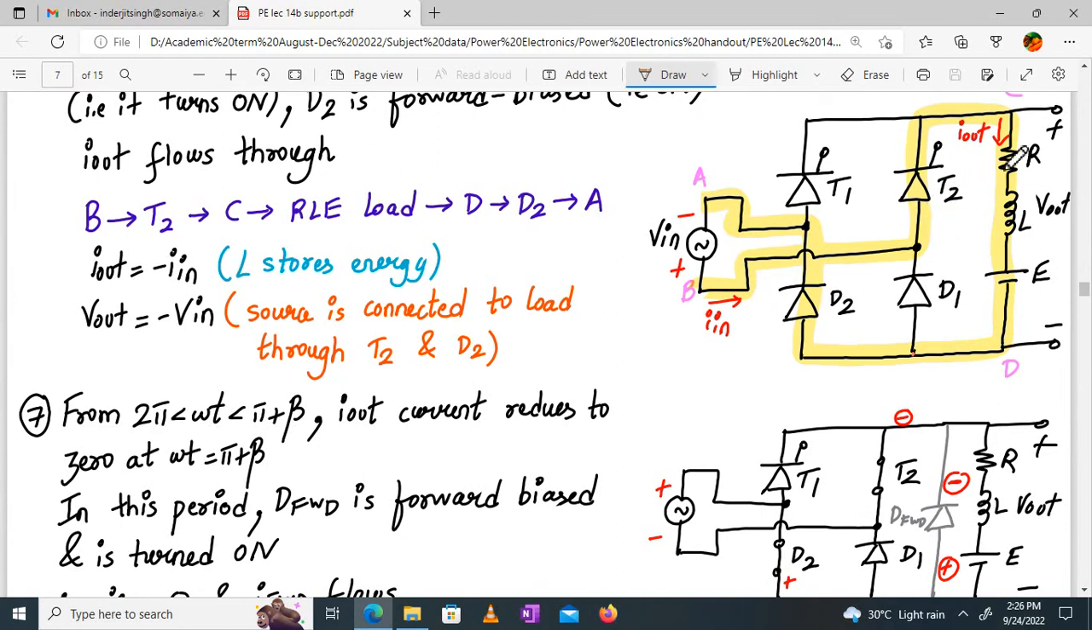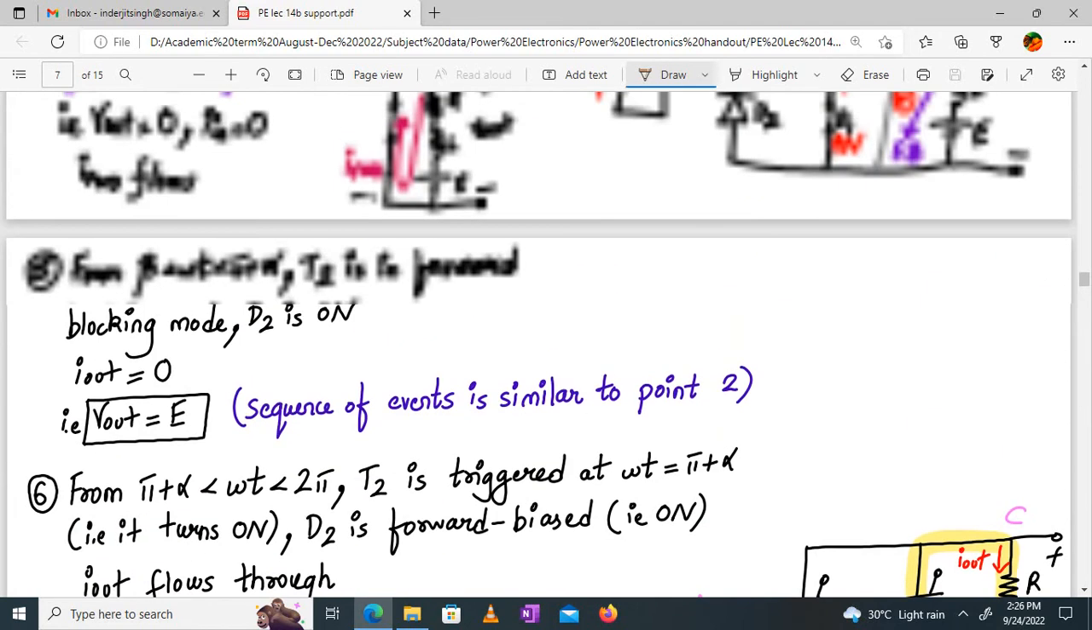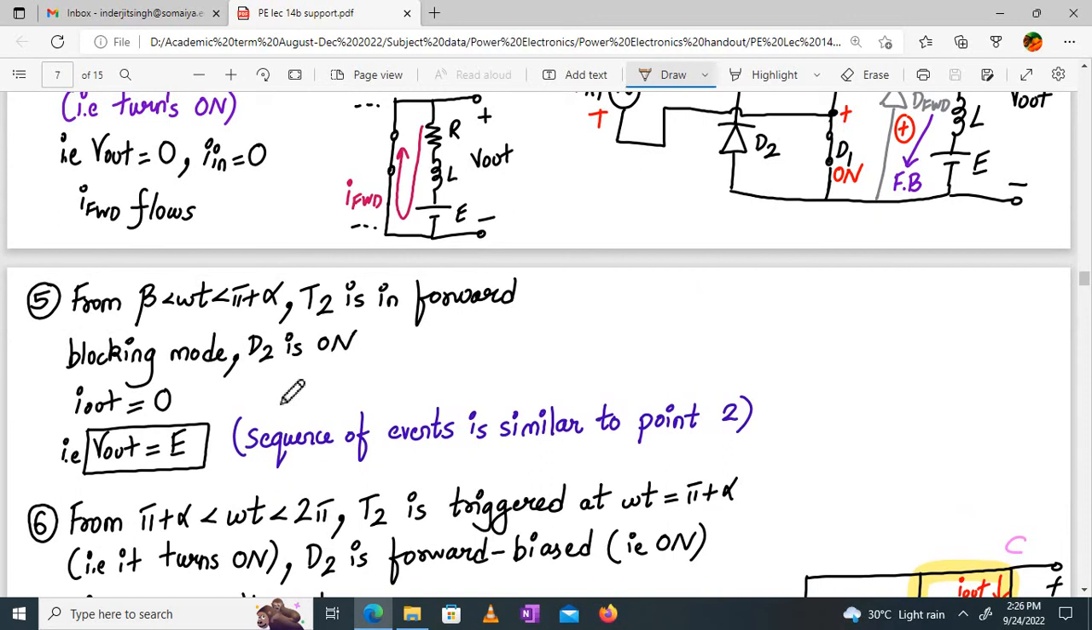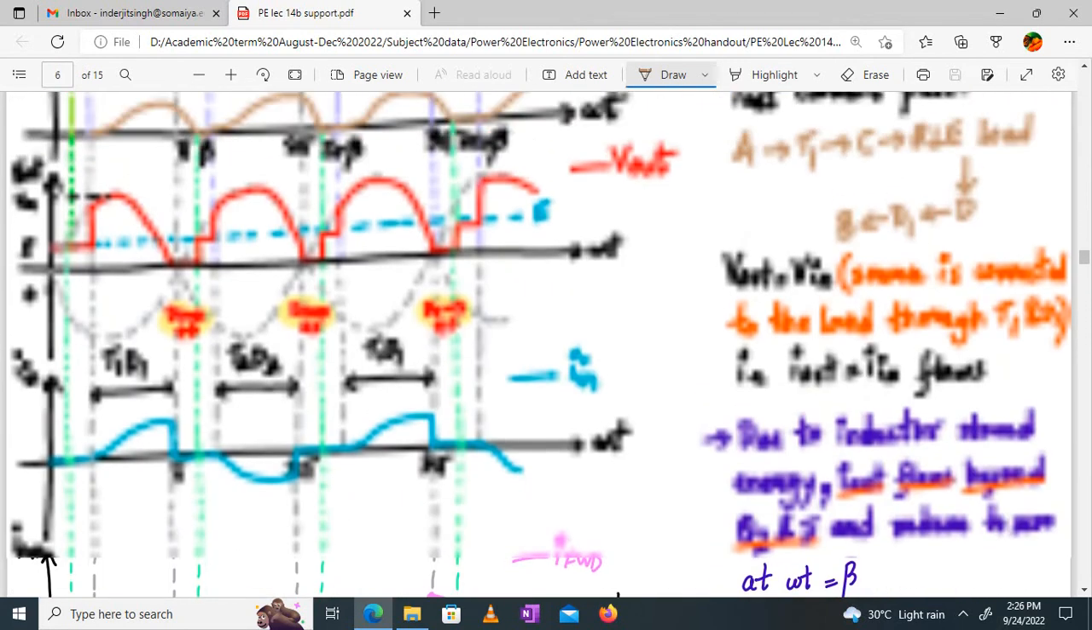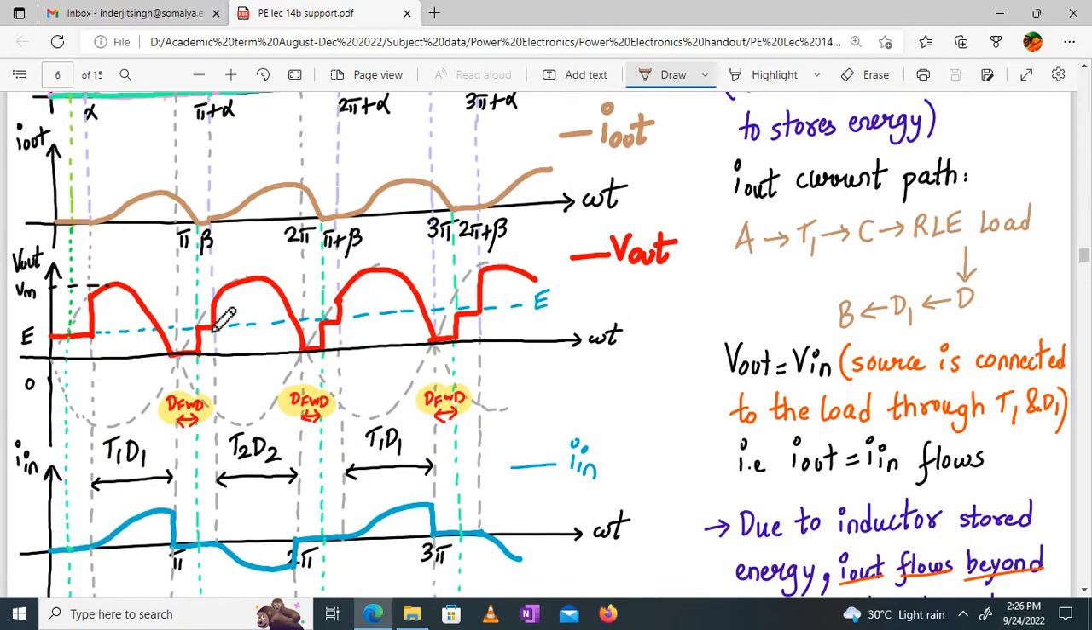So what happens? Your output current is zero, and output voltage will be equal to E as explained in the previous sequence, right? So from beta to pi plus alpha, your T2 is in a forward blocking mode but off, and D2 is on. So your I out will be 0 and V out will be equal to E as drawn over here. Here it is, from beta to pi plus alpha.